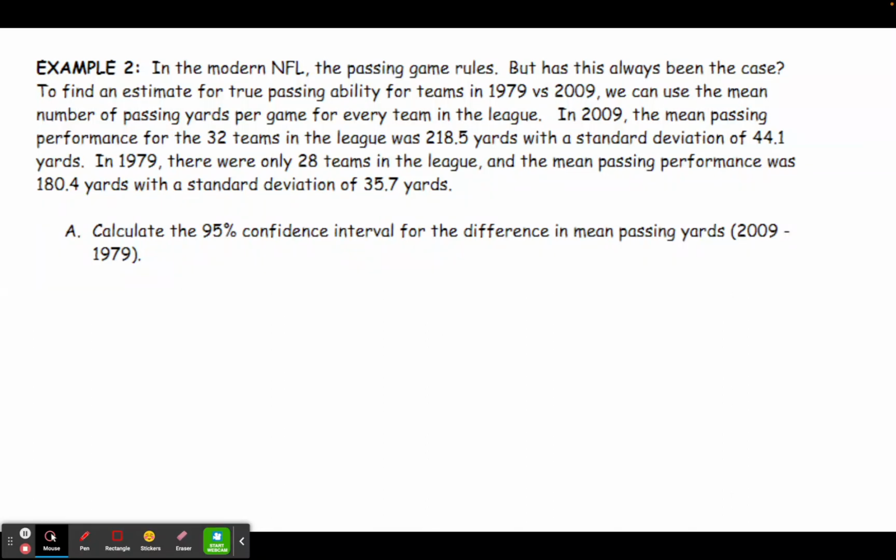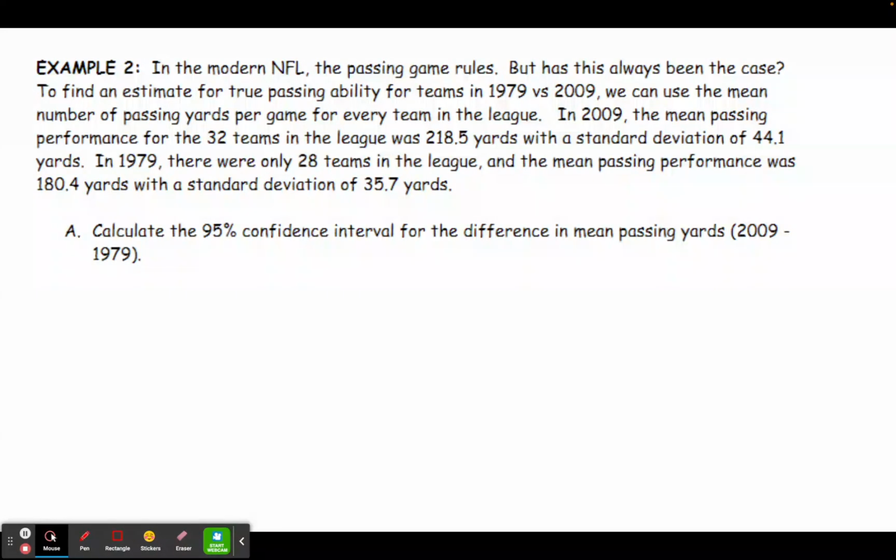In 2009, the mean passing performance for the 32 teams in the league was 218.5 yards with a standard deviation of 44.1 yards. In 1979, however, there were only 28 teams in the league, and the mean passing performance was 180 yards with a standard deviation of 35.7 yards. Part A is asking you to jump right to the 95% confidence interval for the difference in mean passing yards, and they want you to do 2009 minus 1979.